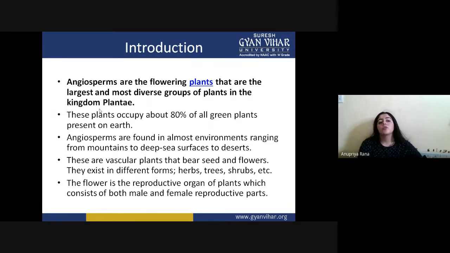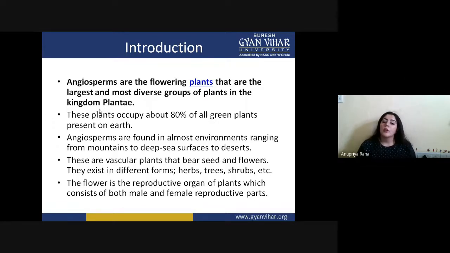kingdom. Most of the Earth, if we talk in percentage terms, is like 80 to 90% occupied by angiospermic plants. So these plants occupy about 80% of all green plants present on Earth. Their percent count is pretty high because they make up almost 80% of the plant population present on Earth.